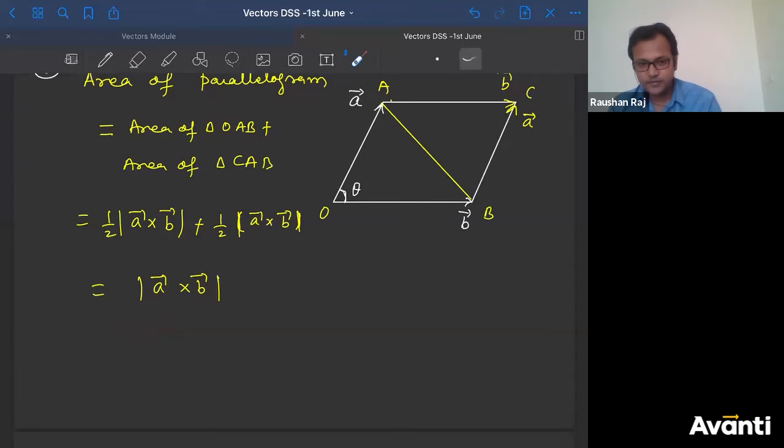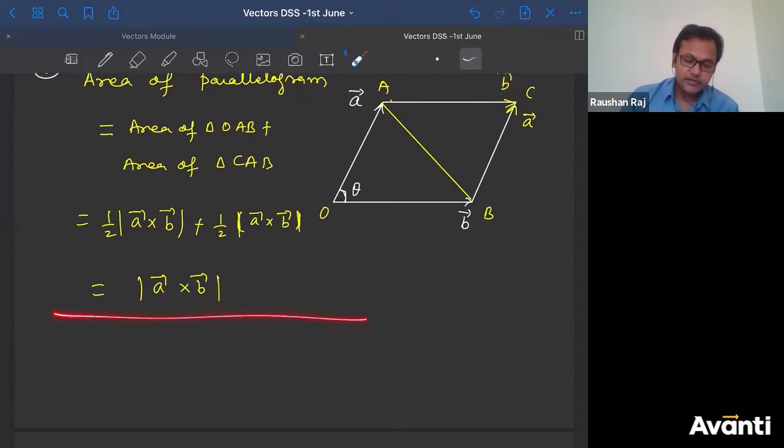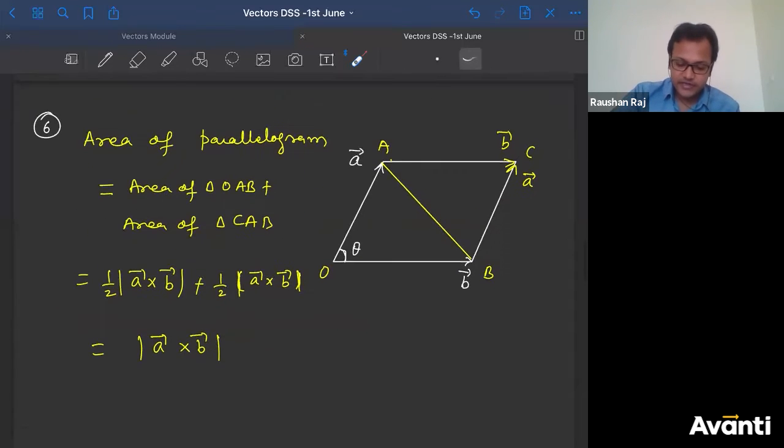If you refer to any book, it directly writes this as an application. But we have included this in a question so that you should understand how we are going to get this value. Okay? Now, if this is vector B, this is vector A, then the area of the parallelogram will be the modulus of A cross B, the magnitude of the cross product between the vectors.